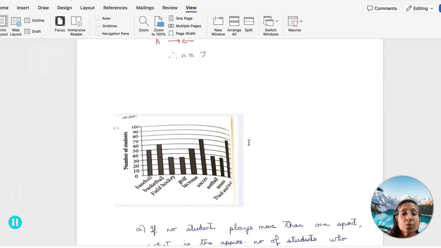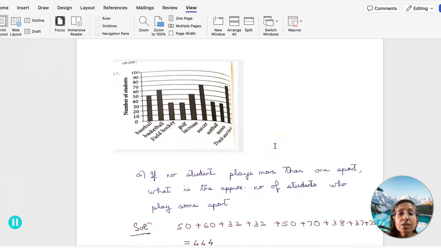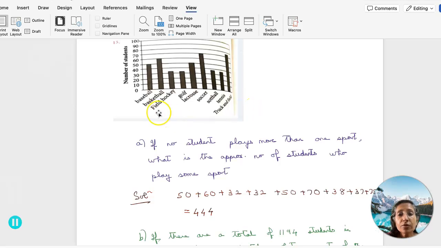Now we come to data interpretation questions. So we are given a graph here of the number of students who played a number of games. It's a bar chart. So the first question goes something like this. If no student plays more than one sport, what is the approximate number of students who play some sport? So we look at the sum. Basketball is 50, baseball is 50, field hockey is 60, golf is 32, lacrosse will be 50, soccer will be 70, softball will be 38, tennis will be 37, and track and field will be around 75. So you'll get the sum as 444. So approximately 444 students played some sport.